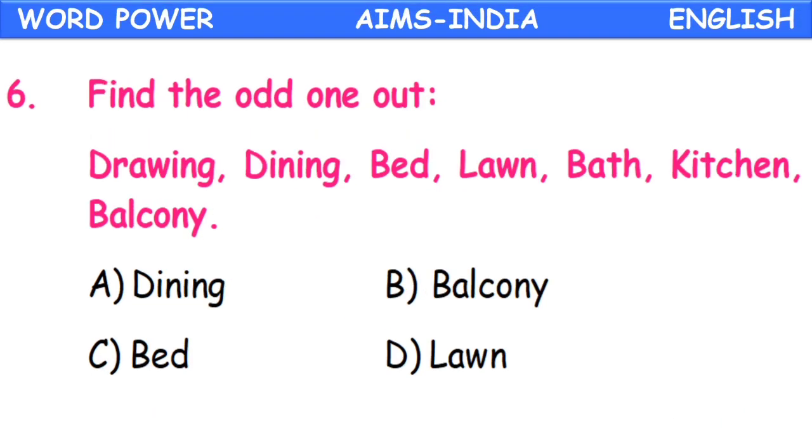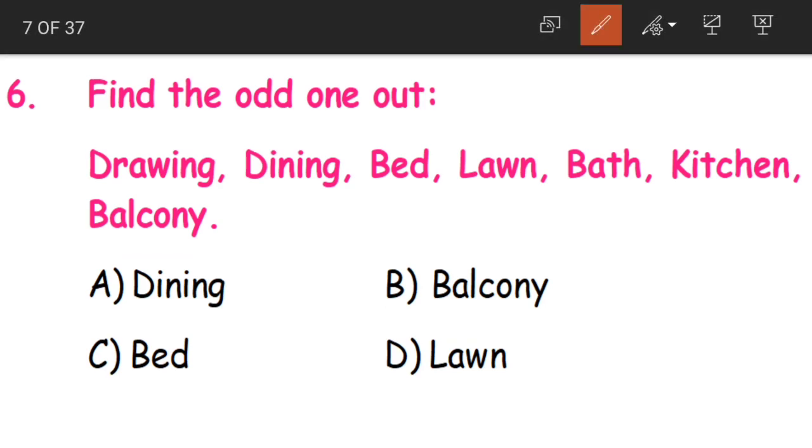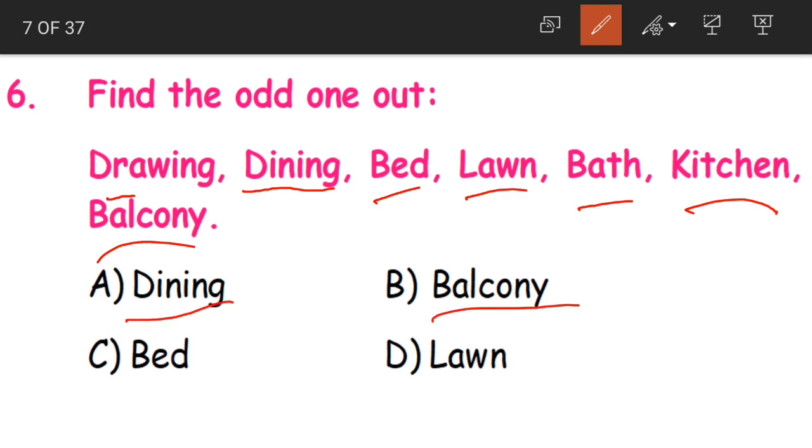Clear, children? Now, find the odd one out. Again here, the odd one is the one which doesn't belong to the other words. Like drawing, dining, bed, lawn, bath, kitchen, balcony. From here, options are given: dining, balcony, bed, and lawn.